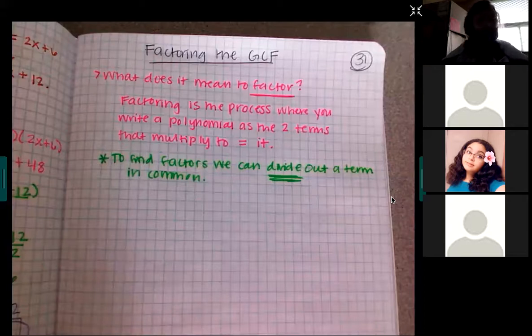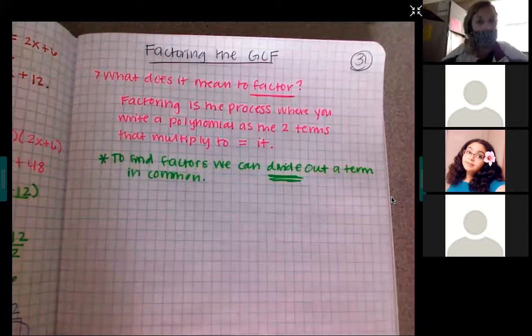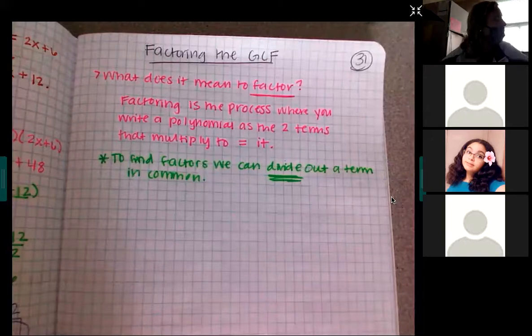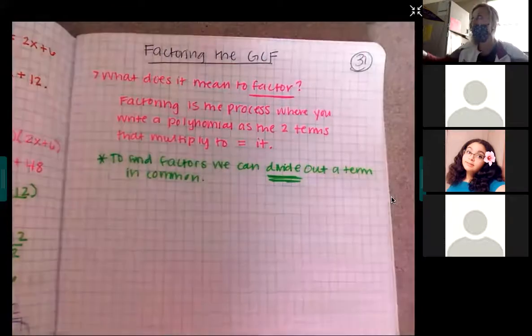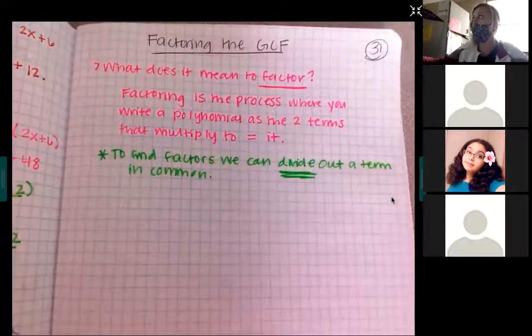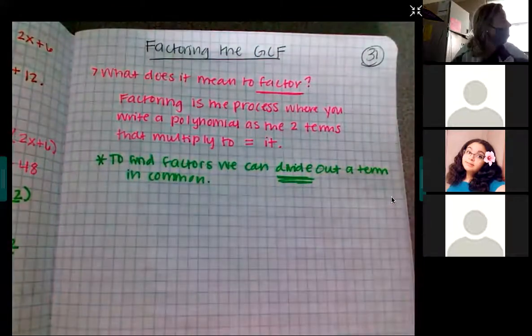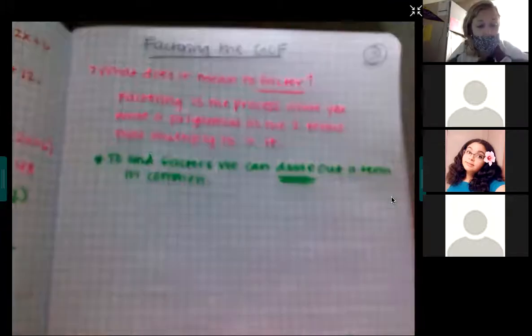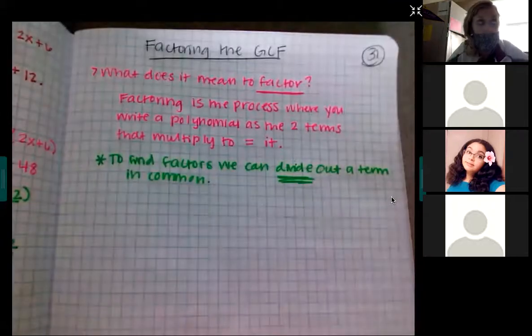So those are your notes on factoring. Now, what do the notes title say? Factoring the what? GCF. So Kershawn, tell me again, what did you say GCF was earlier? Greatest common factor. Do I need to write that? Yeah.